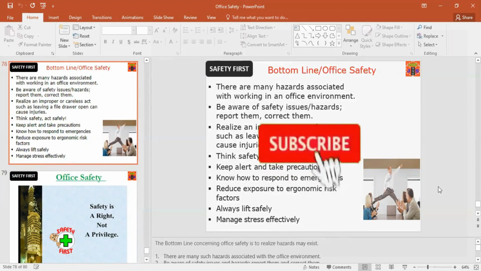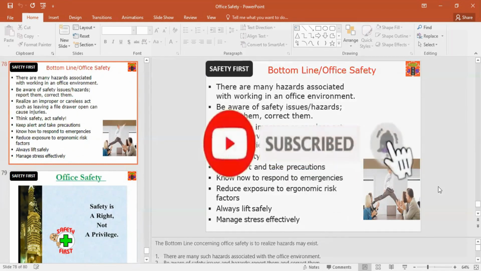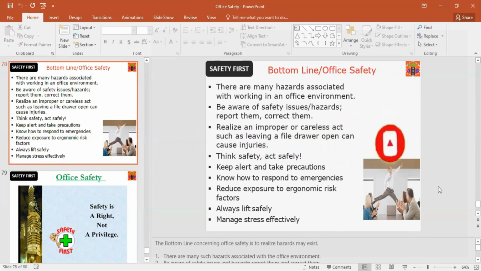In the case of any injury, near miss, incident, or accident, report it, take the corrective measures to avoid the situation going from bad to worse. Realize an improper or careless act such as leaving a file drawer open can cause injuries. Think safety and act safely. Keep alert and take precautions. Know how to respond to emergencies.